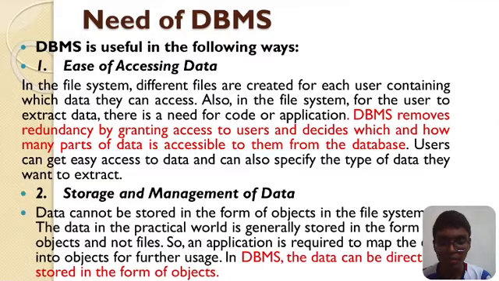Second point is storage and management. Data cannot be stored in the form of objects in the file system. The data in the practical world is generally stored in the form of objects and not files. So an application is required to map the data into objects for future use. In DBMS, the data can be directly stored in the form of objects.